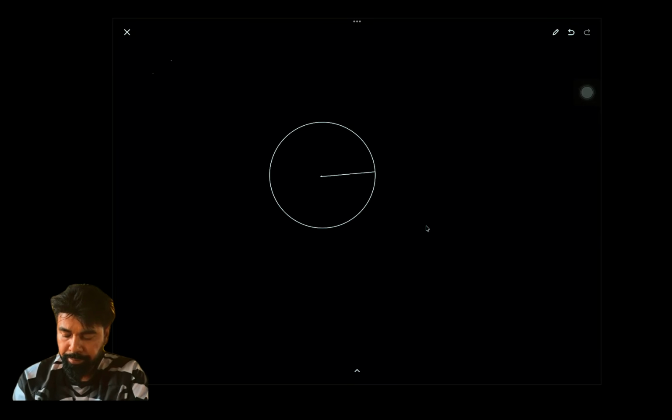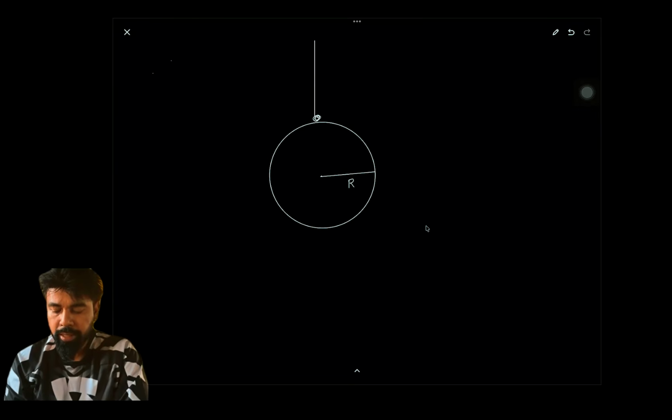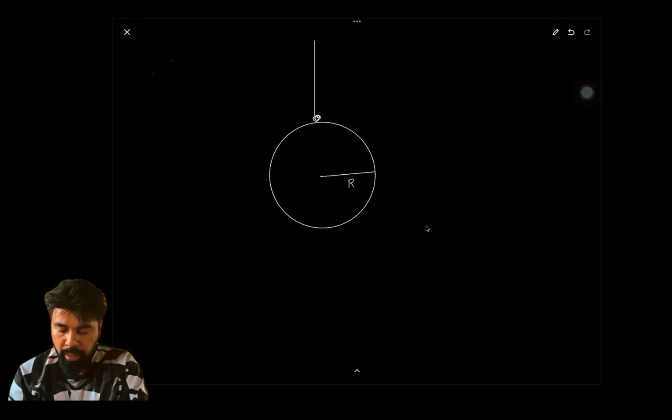Hi students, today we'll discuss a very interesting SHM problem. The problem says that this is Earth of radius r, and here is a simple pendulum whose length is comparable to Earth's radius, and the bob is grazing the North Pole. So if we slightly displace this pendulum bob, what will be the time period?